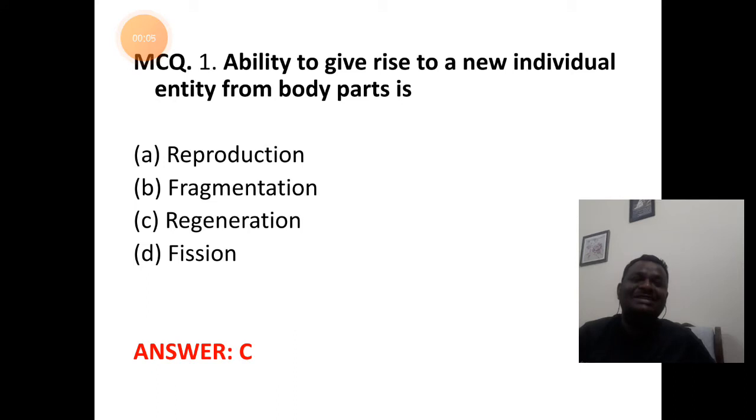Let us now understand the MCQs related to the concept of regeneration. Question 1. Ability to give rise to a new individual entity from the body part is. So it's the definition of the concept referred as regeneration. So answer is C.